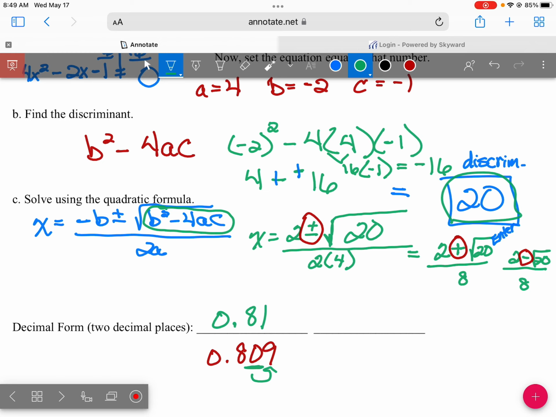And how about 2 minus the square root of 20 divided by 8? Negative 0.309. Again, it asks us to go to the hundredths place. That's this 0. Look next door, 5 or more. That means this is going to increase. So this one is negative 0.31. Those are your decimal answers.